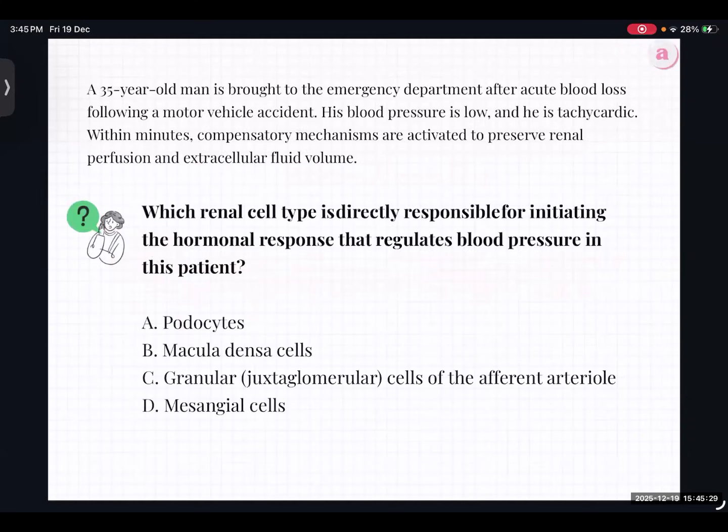Okay, again, we have another case. We have a 35-year-old man who came to the emergency department. He had acute blood loss that followed a motor vehicle accident. The blood pressure was low and he was tachycardic. But within minutes, the compensatory mechanisms are activated to preserve renal perfusion and extracellular fluid volume. So, my question for you guys is, which renal cell type is directly responsible for initiating the hormonal response that regulates blood pressure in this patient? Which cell is responsible for this hormone?